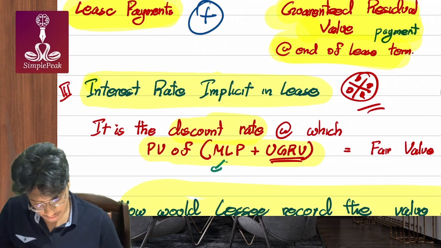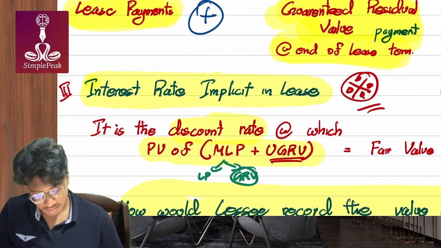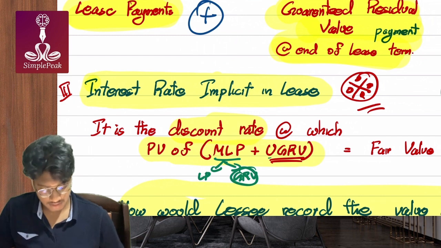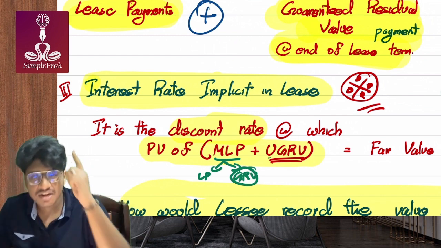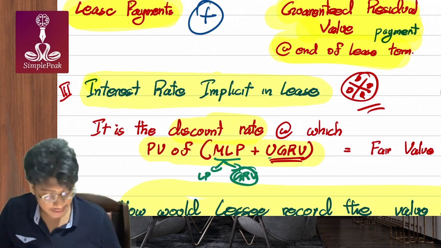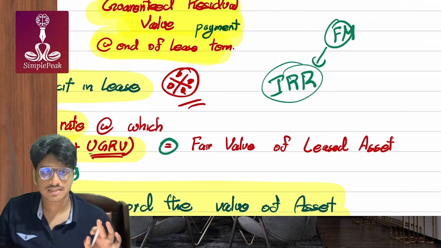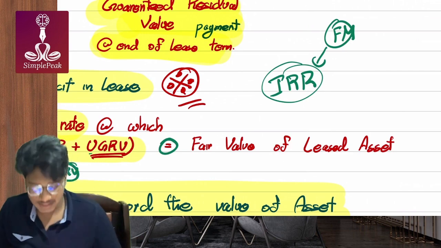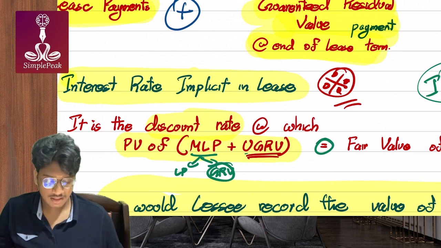What does the minimum lease payment mean? It is lease payment plus guaranteed residual value. Then present value of minimum lease payment plus unguaranteed residual value, that is, lease payment plus guaranteed residual value plus unguaranteed residual value, its present value is equal to the fair value of the lease asset. Such a rate is known as the interest rate implicit in lease.